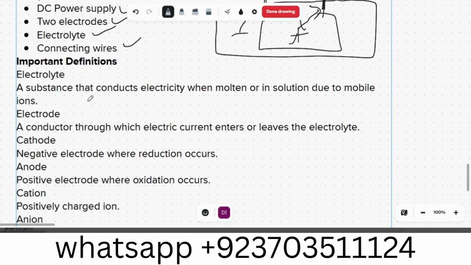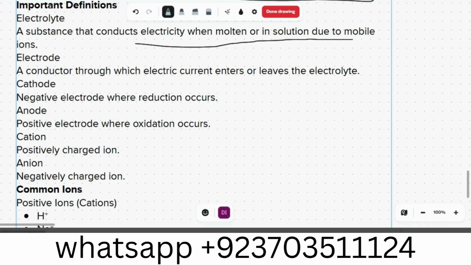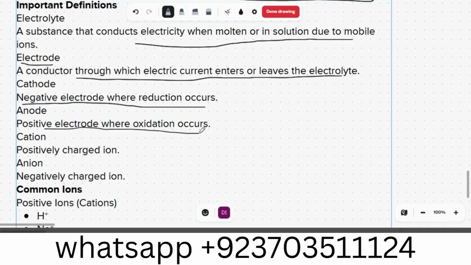Electrolyte: a substance that conducts electricity when molten or in solution due to mobile ions. These are the important definitions that you should remember for exams. Electrodes: conductors through which electric current enters or leaves electrolytes. Cathode: negative electrode where reduction occurs. Anode is a positive electrode where oxidation happens.